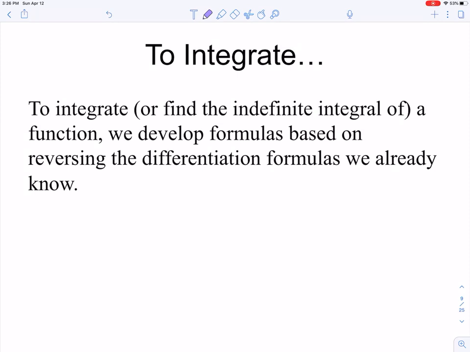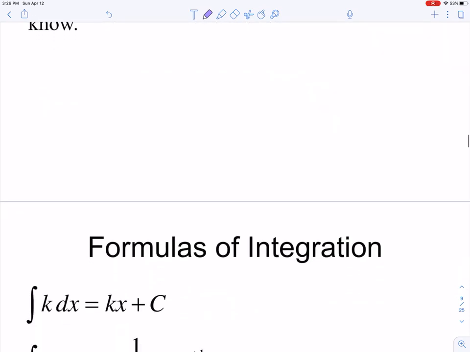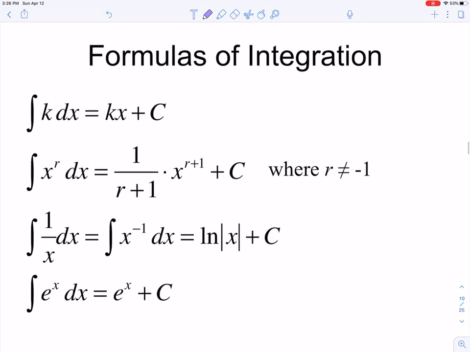To integrate, or to find the indefinite integral of a function, we develop formulas based on reversing the differentiation formulas we already know. So here are some of the basic formulas for integration. What this first one says is basically if you're integrating a constant, k is a constant, when you integrate a constant, you get k times x plus c. Don't forget the plus c, that constant of integration.